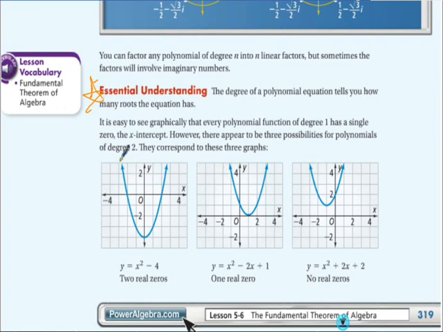It's very easy to see graphically that every polynomial function of degree 1 has a single zero, which is the x-intercept, okay? However, there appear to be three possibilities for polynomials of degree 2. When we look at this one, it appears to have two zeros, this one appears to have one, and this one appears to have none. Okay, so we're going to go a little bit deeper into that here.